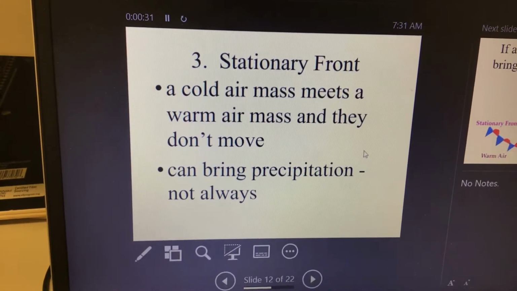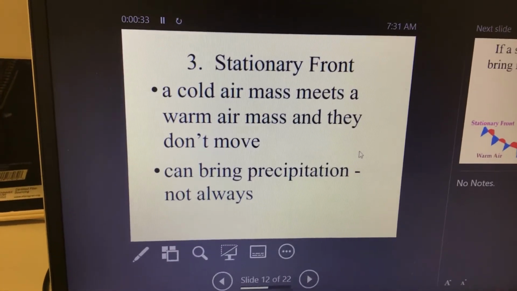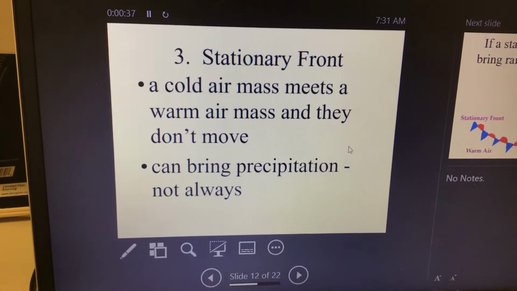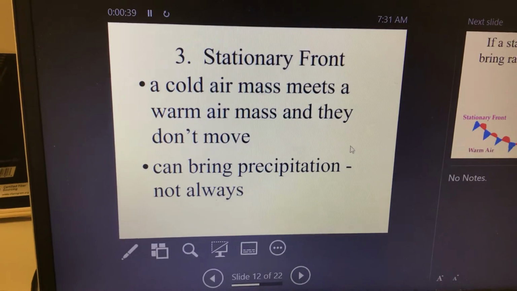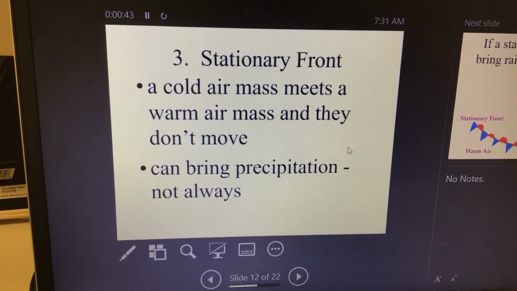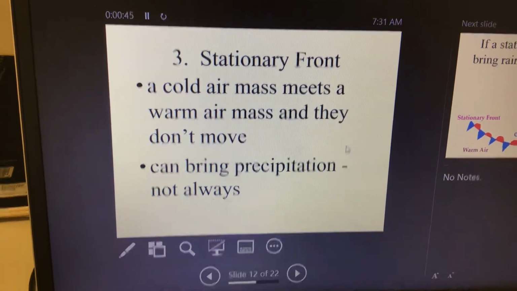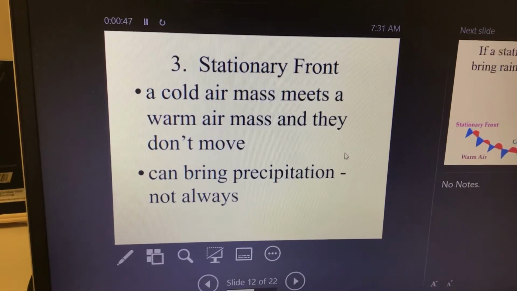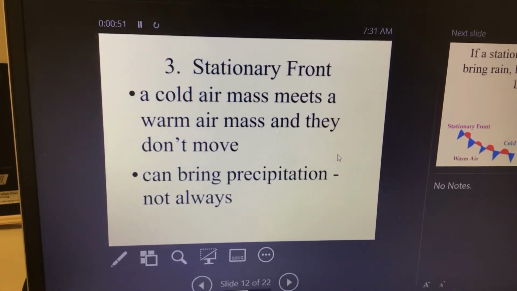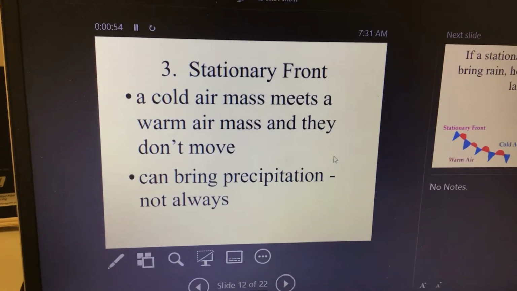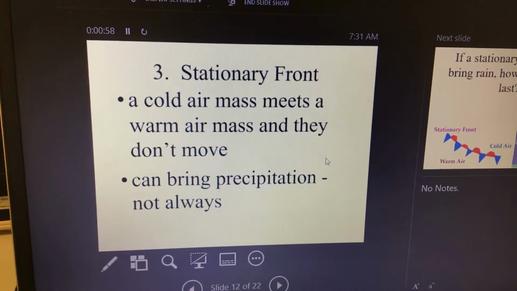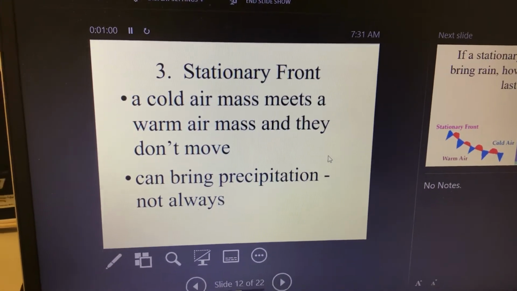Well, now we have stationary front. So we're just going to kind of continue on with fronts. So go ahead and write this down. Stationary front. A cold air mass meets a warm air mass, and they don't move. So two air masses meet, a cold and a warm, and basically they're pretty even matched. Neither one does the pushing. They just kind of sit there. So they collide, and neither one wins.